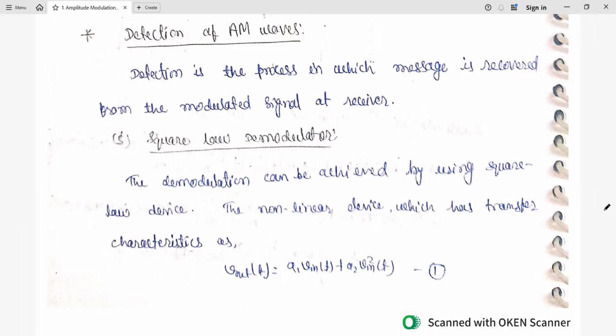Here we have a discussion about how to detect the modulated wave in the receiver section, so that we can separate the message signal, which is important for us. Here we have two different techniques for the detection. One is the square law demodulator, another is the envelope detector. You can check as per your syllabus whether you have both or only the envelope detector.